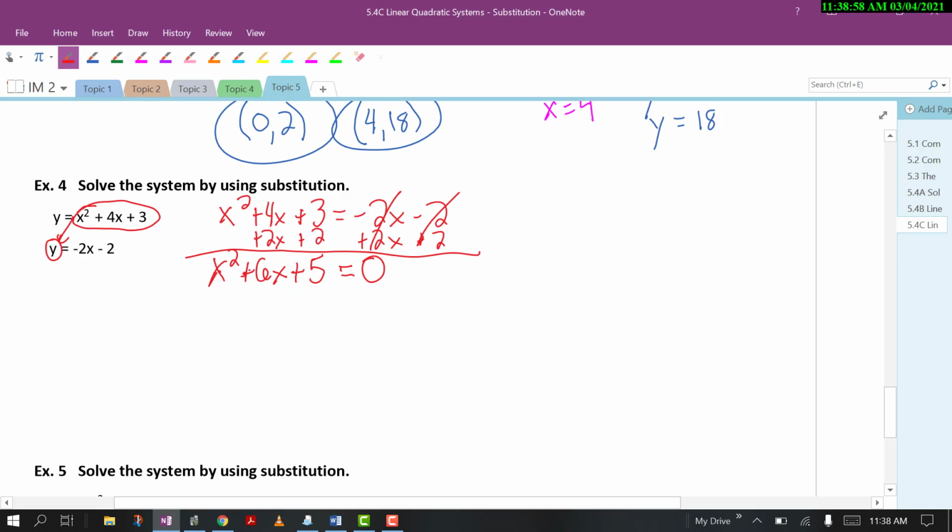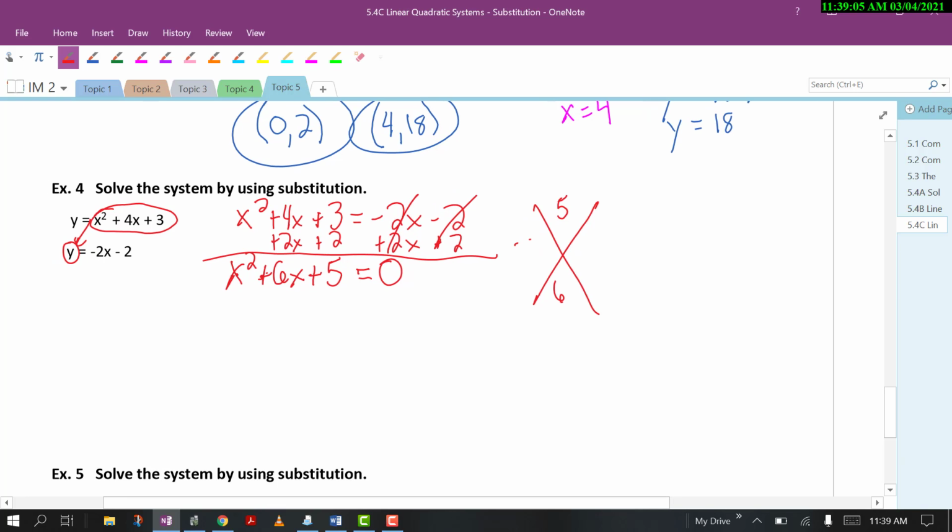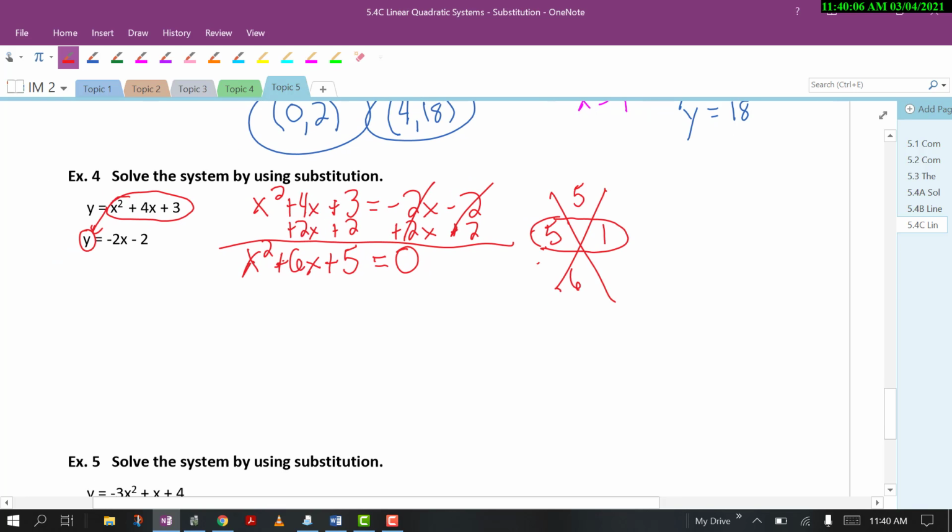So now we need two numbers to multiply to 5 and add up to 6. Well, that would be 5 and 1. 5 and 1. Finally, we're back. And because our coefficient of x squared is 1, we can skip right to our factored form of this equation. So it's x plus 5 and x plus 1.